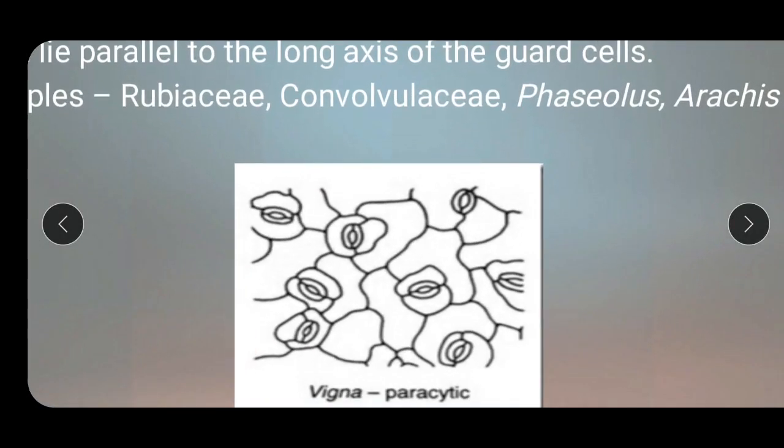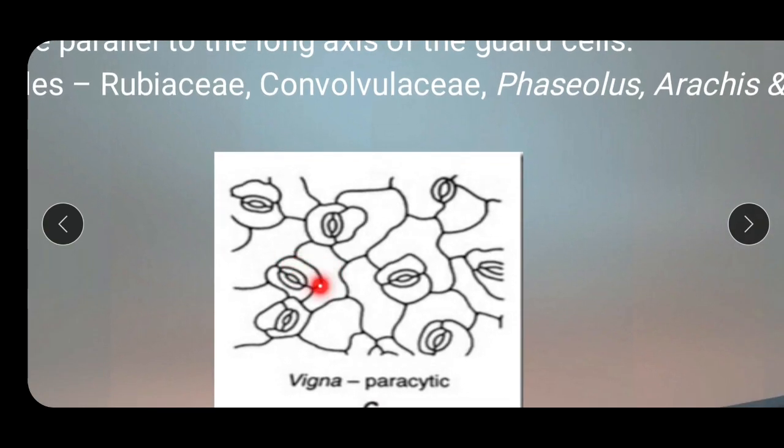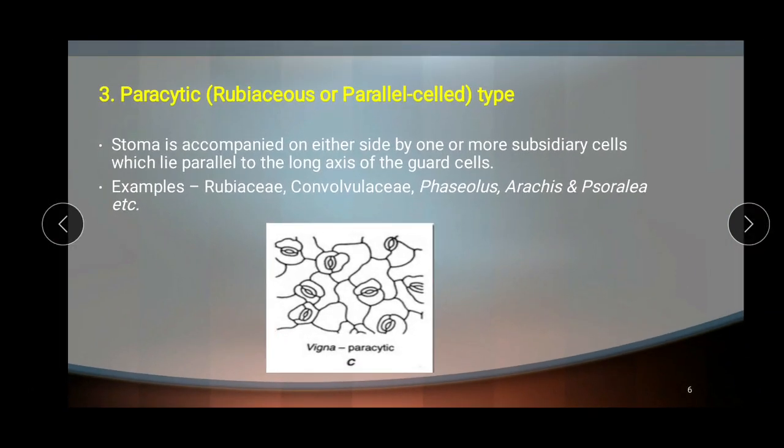Here in this diagram you can see this is the long axis of the guard cell and this is the same long axis of the subsidiary cell. These subsidiary cells are parallel to these guard cells. That's why it is called a parallel celled or paracytic type of stomata. The examples include the members from the family Rubiaceae, Convolvulaceae, and the genus Phaseolus, Arachis, and Sorelia. They show this type of stomata.